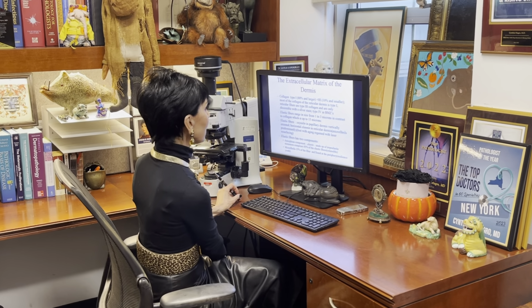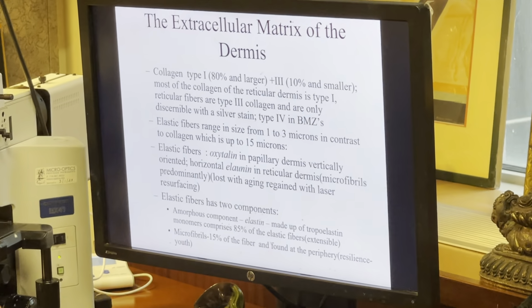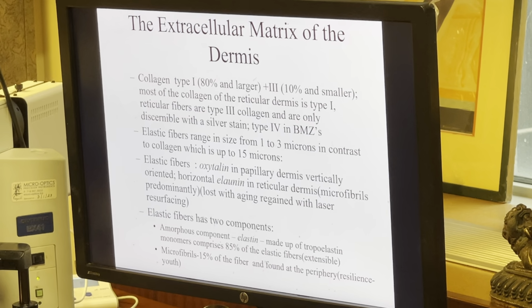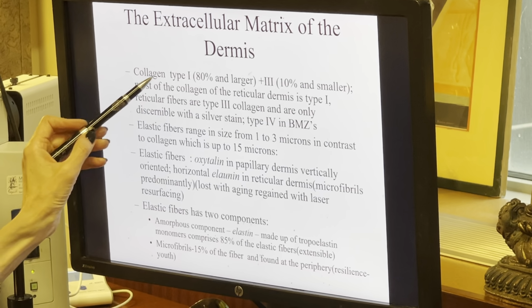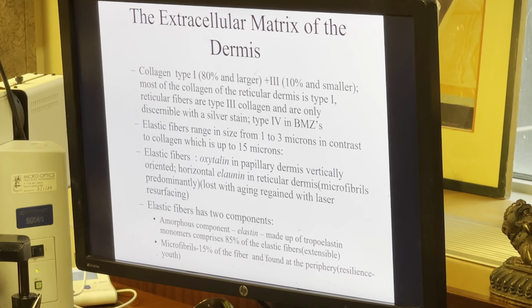So now we'll talk about the extracellular matrix of the dermis. Most of the dermis that is subjacent to the epidermis is composed of type 1 collagen, about 80% of the dermis.